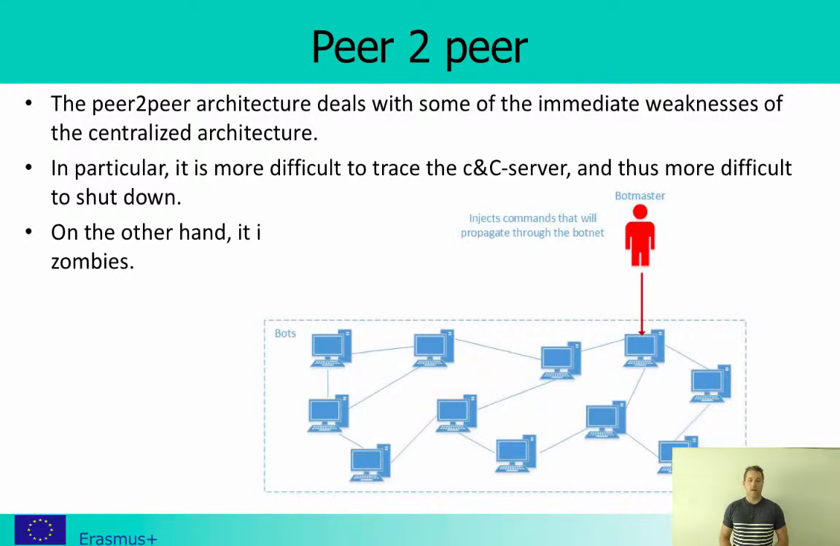On the other hand, one of the drawbacks is that it doesn't scale very well. If you have a very large network, it might take quite some time for information to get from one machine to another and finally to the whole botnet. So if it's a really large botnet, it's very hard to control it, have everyone doing things at the same time, and make sure all the malware is updated and so on.